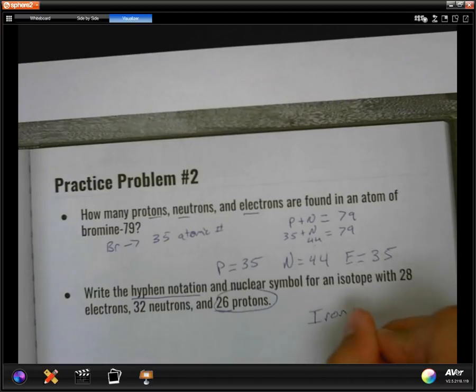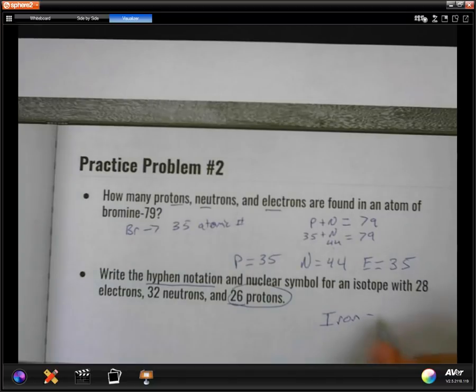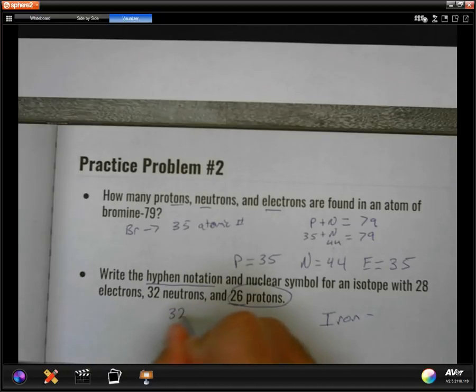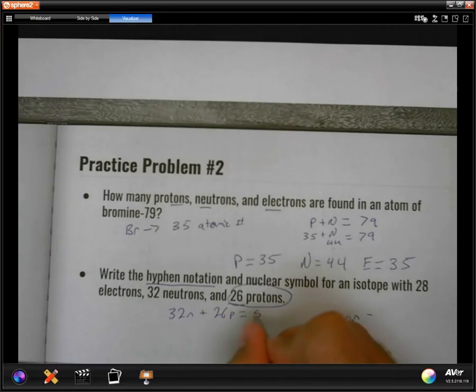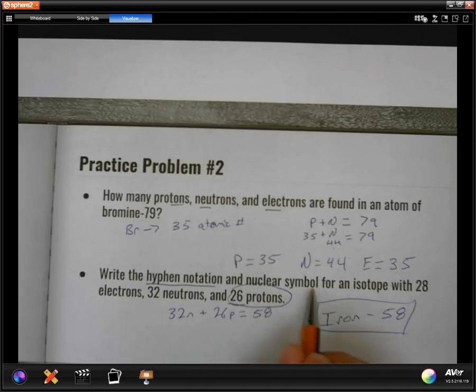And then now, to finish my hyphen notation, I have to put the mass here. The mass came from the number of protons and neutrons. So I see I have 32 neutrons. I'm going to add that to 26 protons. And that is going to give me a total of 58. So to write my hyphen notation, I would simply write iron-58. Pretty easy. Now I need to check for the nuclear symbol.